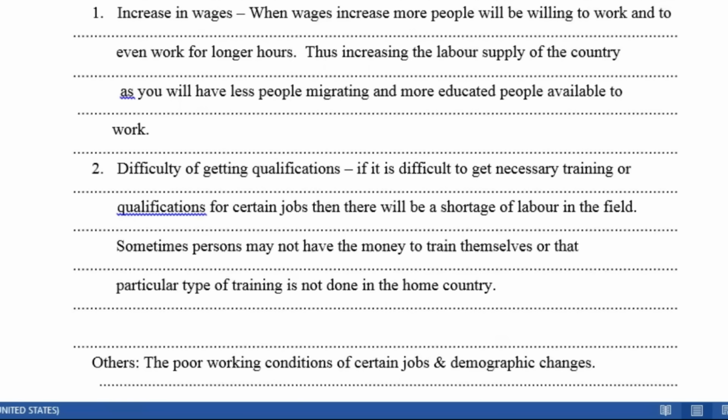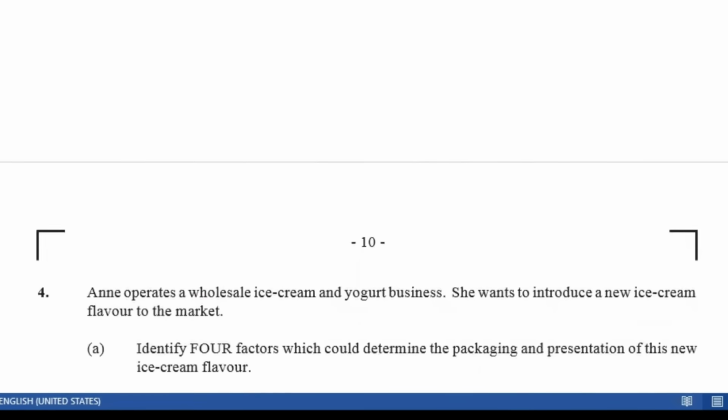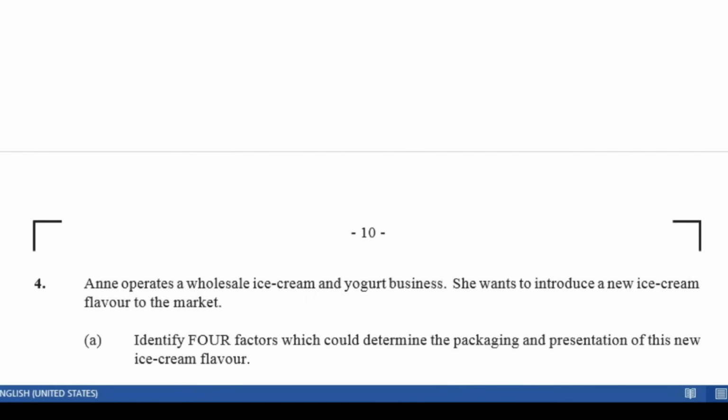Also, you can think of poor working conditions of certain jobs, right? So if the conditions are poor, nobody's going to want to work in that area. The demographic changes. For example, if the population gets older, right? Past the retirement age, then the country is going to have less persons available to work. Okay. All right, let's look at this next question. Question 4, we will wrap up.